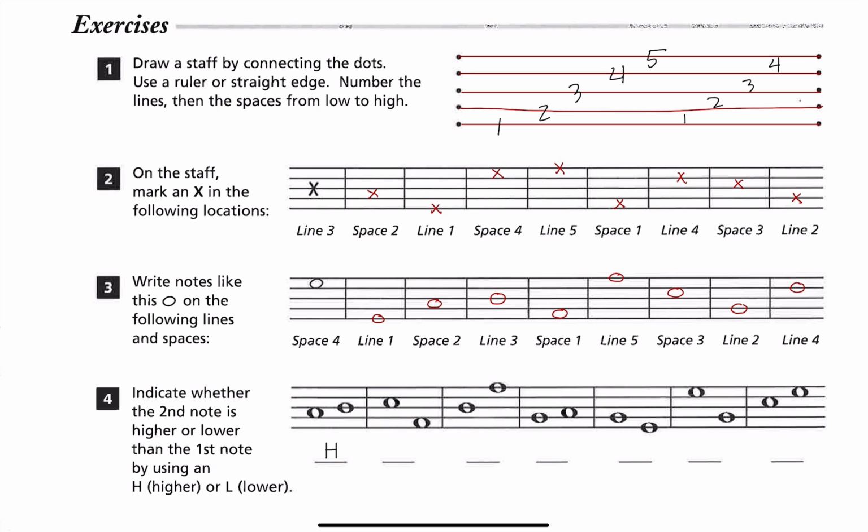Okay, and on number 4, it asks us to indicate which note is higher or lower. So this first note, then the second note. Is the second note higher or lower? Here and here, this is going up. It is higher up on the staff, therefore it is a higher note. On the second part, here to here, the second note went down, so it is a lower note.